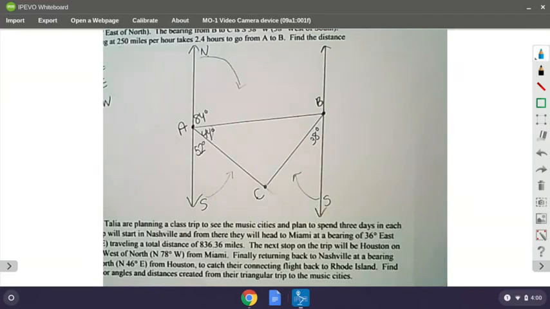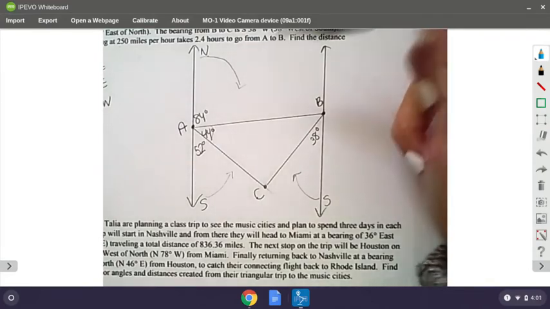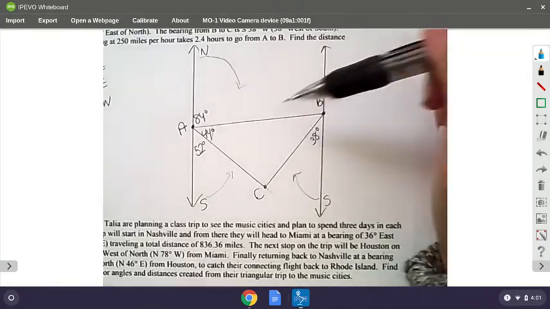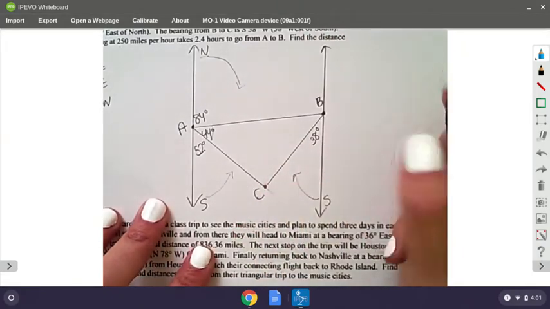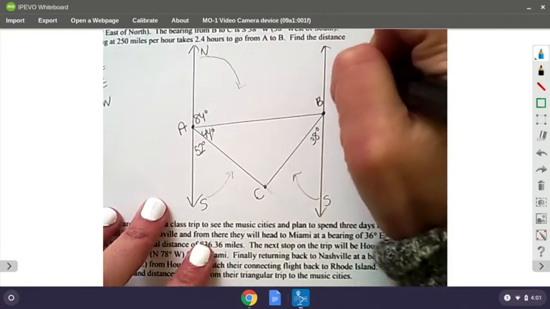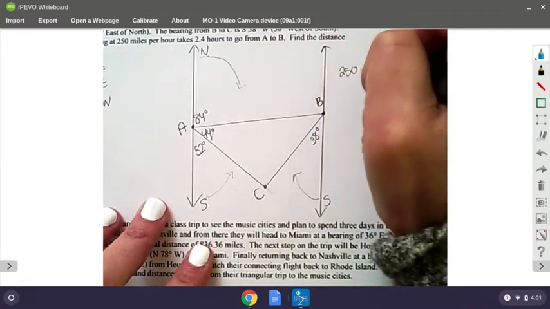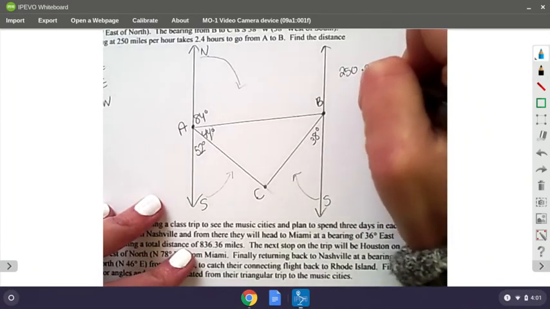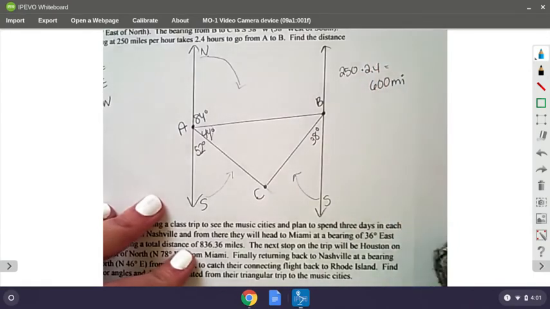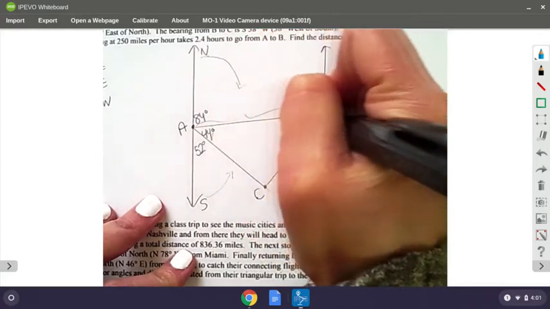Okay, so next what we're going to do is notice that we only know one angle in this triangle. And they only gave us one side. They said that the plane was flying 250 miles per hour for 2.4 hours. So 250 times 2.4 hours is 600 miles. And that was from A to B. So we do know that this is 600.